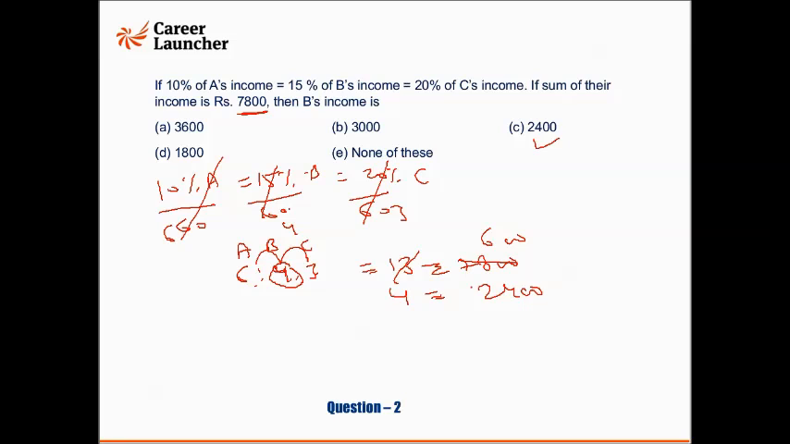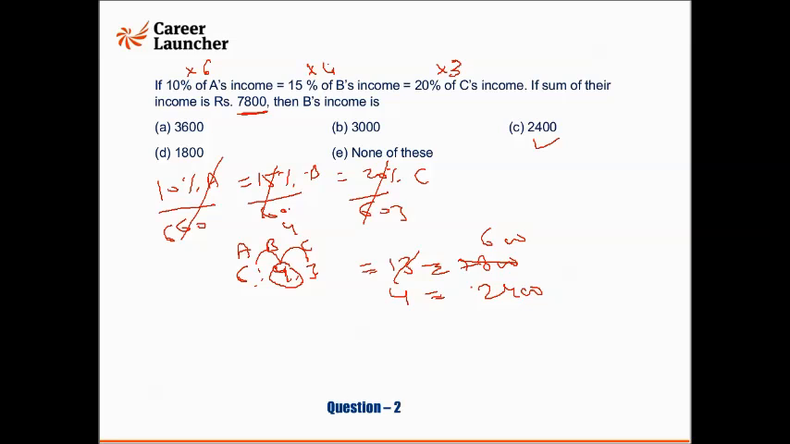But the other method is to think that 10% of A's income is 15% of B, and all these three values are equal. So try to multiply these numbers by a value so that you get an equal value for all. If we multiply 10% by 6, 15% by 4, and 20% by 3, we will get 60, 60, 60. And it is already given that these incomes are equal. So in this way also you will get the ratio of A, B and C as 6:4:3.